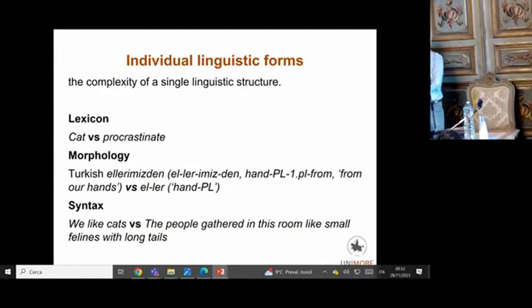We can say, going to the opposite end, that an individual linguistic form is more or less complex than another. That is possible. For example, in the lexicon, we could count the number of phonemes or letters, so that we could say that the lexical item cat is less complex than the lexical item procrastinate.